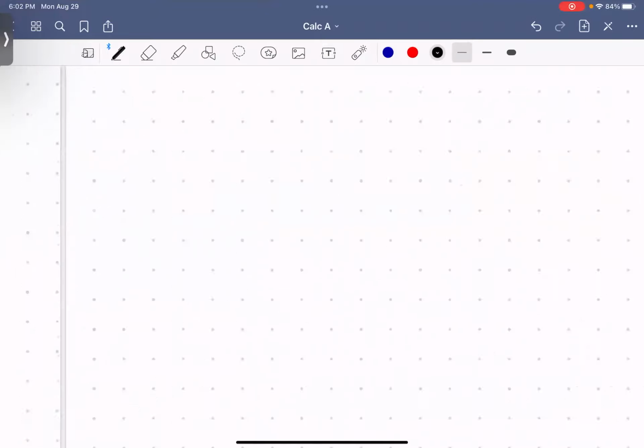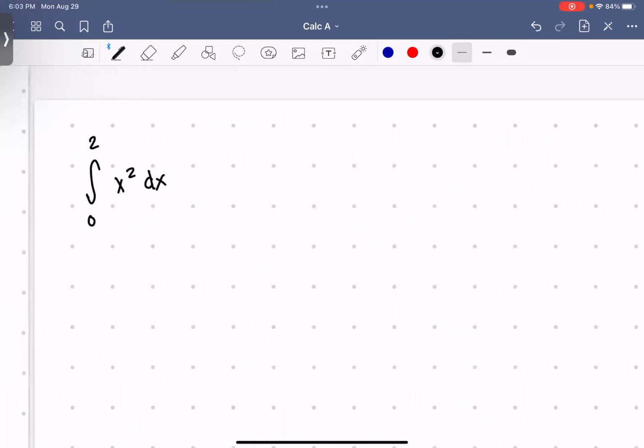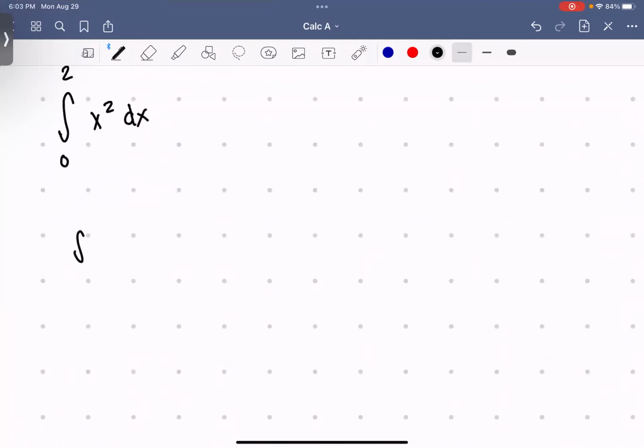Okay. I'm just going to make some problems up. So we have the integral from 0 to 2 of x squared dx, and we want to know what the area is between these two points. So there is a rule to this. Basically, if we're given the integral of f of x dx between the bounds a and b, the integral is going to be f of a minus f of b.